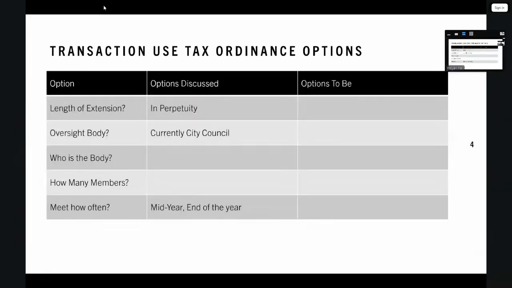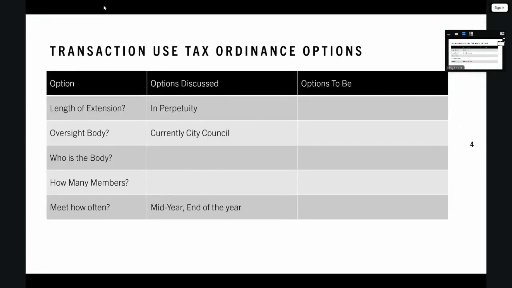With this, much like the TLC, is there appetite for an oversight body? Currently, this is a general fund tax. The money goes directly to the general fund. You would automatically be the oversight committee, but is there interest to have a separate body as an oversight? It could be a newly formed body. It could be an amended FSC group. It could be a variety of different things, or it can be the council. That's part of the discussion.